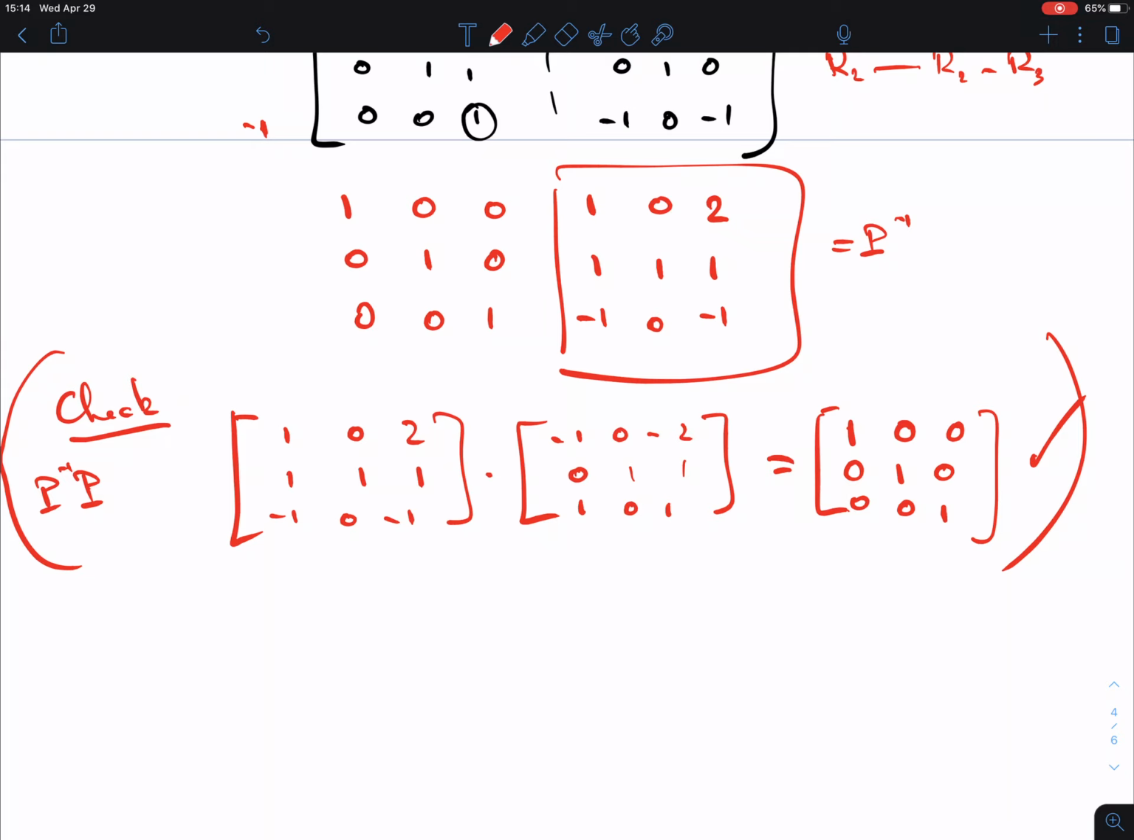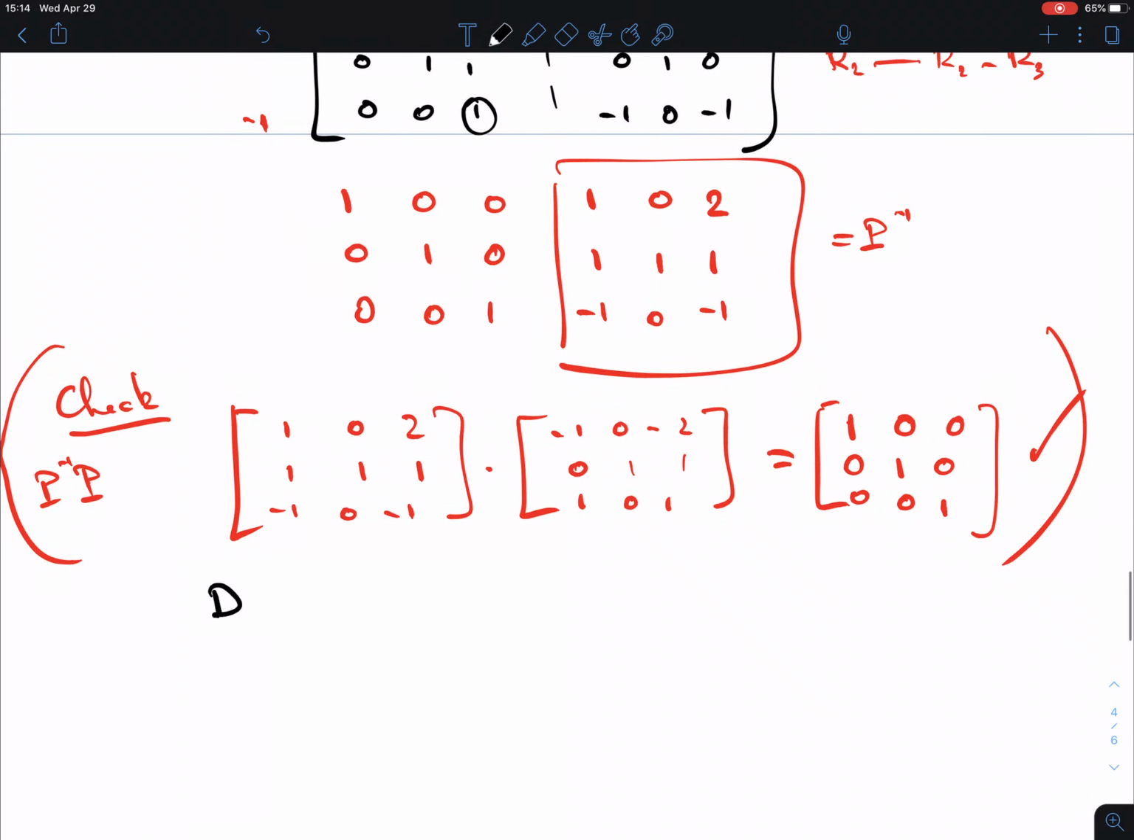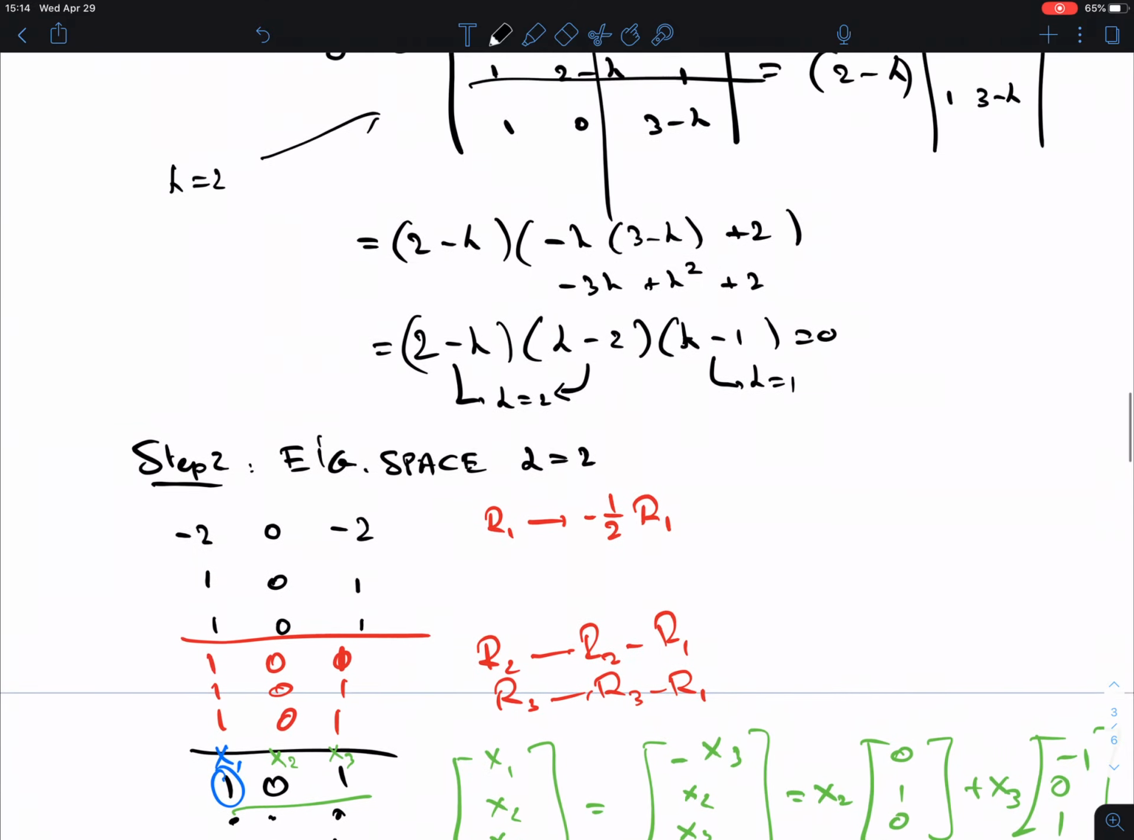Now, where are we? So let's write down what we have. So we have that our diagonal matrix is P minus 1 A P, and we know that from there we can, this is the same operation that we did here.